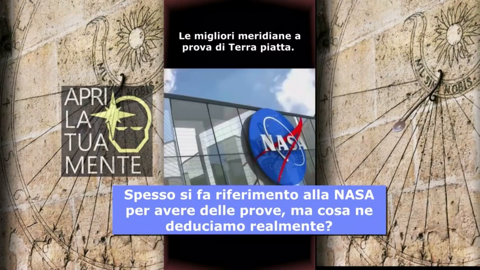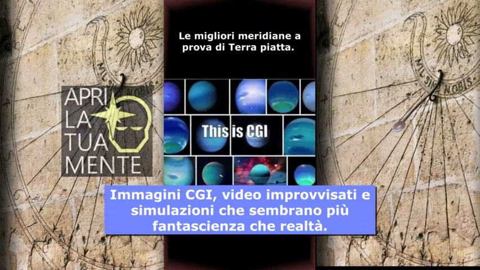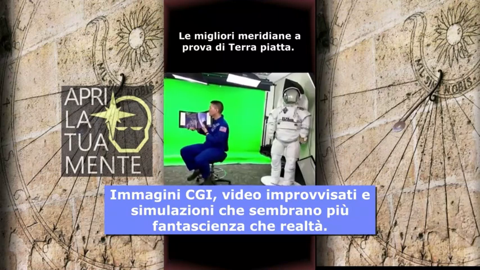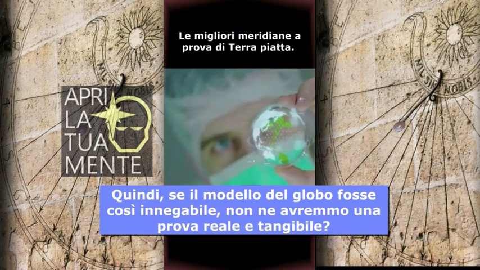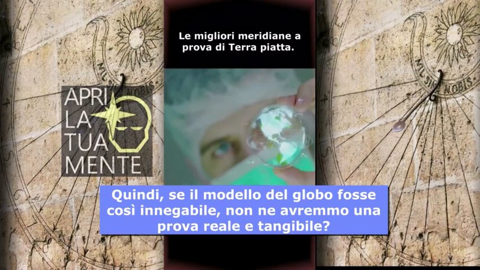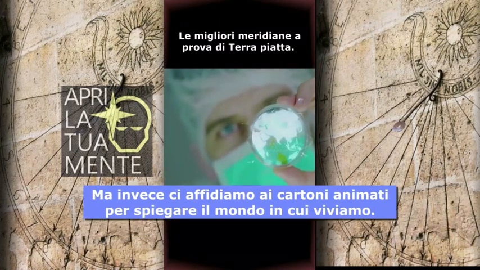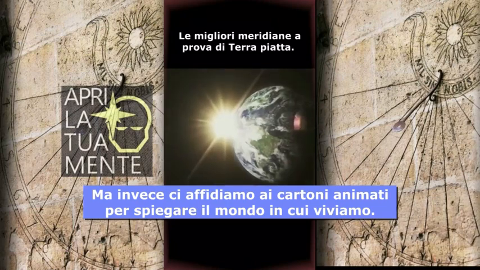People often point to NASA for proof. But what do we really see from them? CGI images, staged videos, and simulations that feel more like science fiction than reality. Therefore, if the globe model was so undeniable, wouldn't we have real, tangible proof? But instead, we rely on cartoons to explain the world we live in.